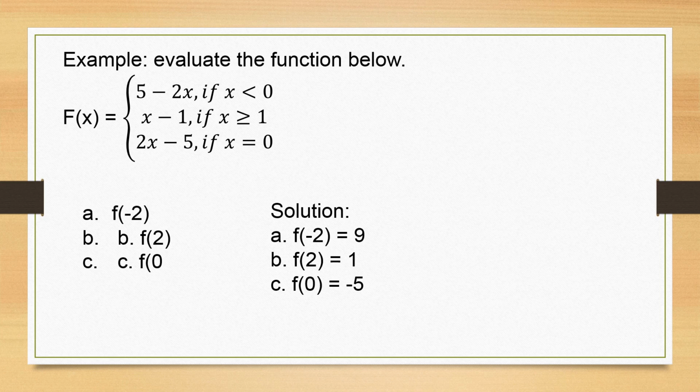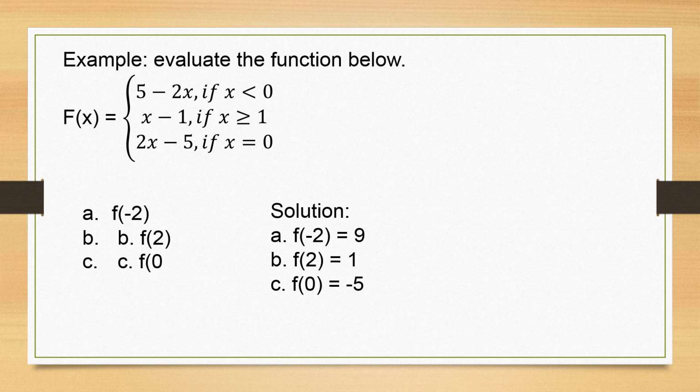So we use the second function, which is x minus 1 if x is greater than or equal to 1, as it is restricted that the value of x must be greater than or equal to 1. Okay, so 2 is greater than 1, meaning that it is acceptable.